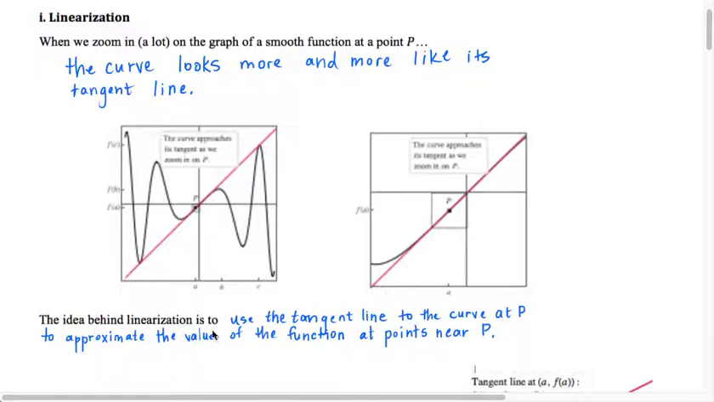So the idea behind linearization is to use the tangent line to the curve at a point P to approximate the value of the function at points near P, since they're so close. That's the idea. Since the tangent line and the curve are so close to each other, when you get close enough to P, you can use one to approximate the other.